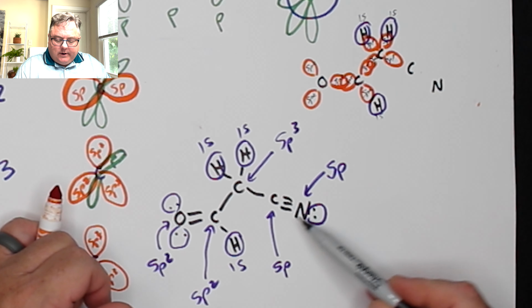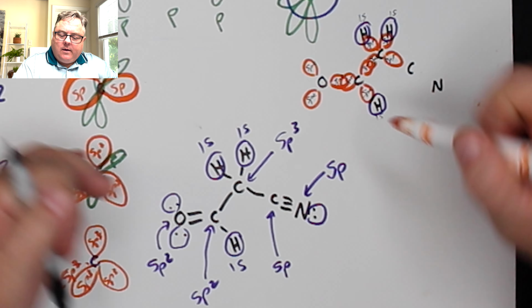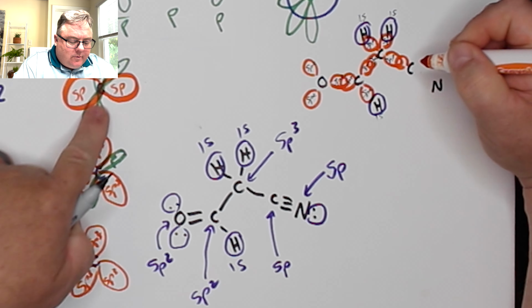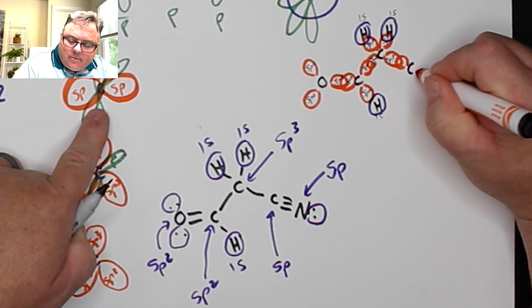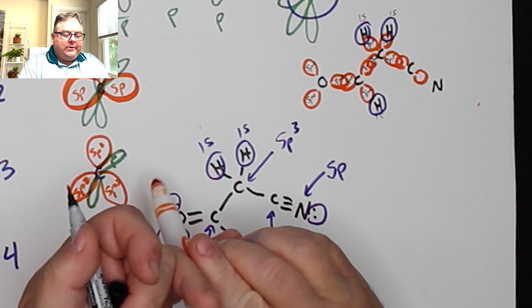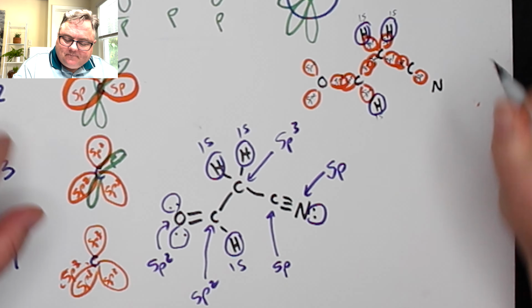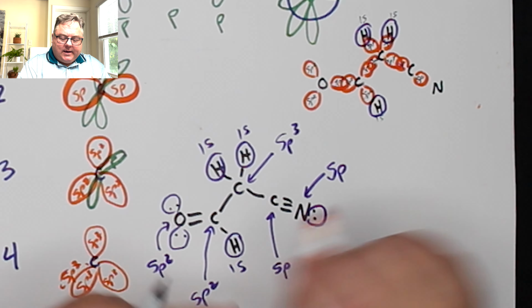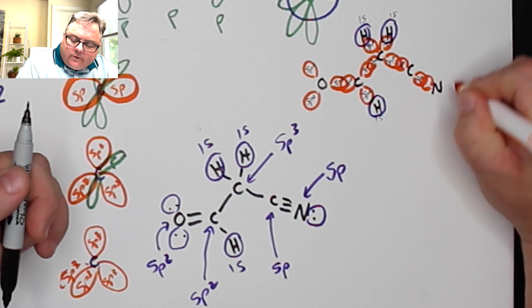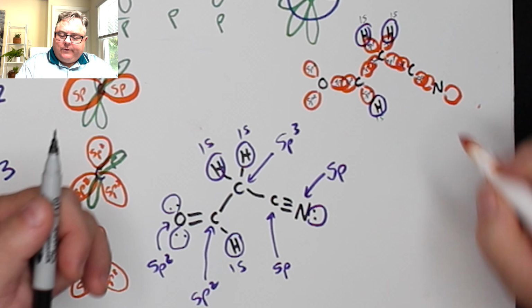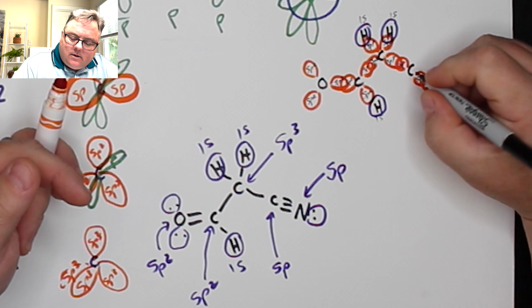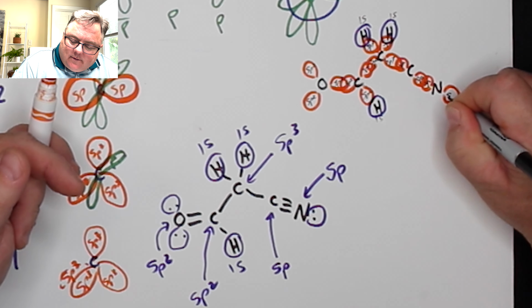And this carbon needed 2 things, so it's an sp. I'm going to draw 2 of them. One points towards that carbon, one points towards that nitrogen. sp and sp. And the nitrogen atom we said was sp, so one points towards that carbon, one points on the other side. sp, sp.